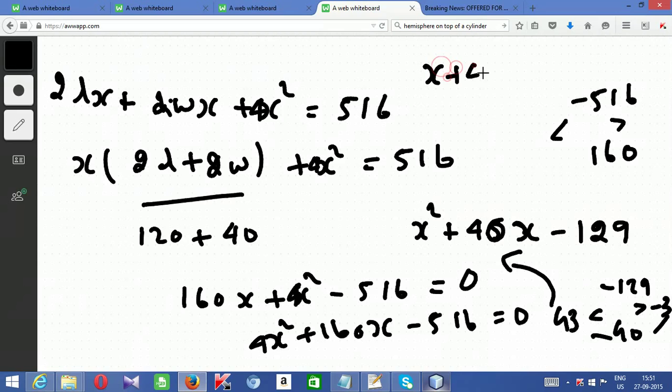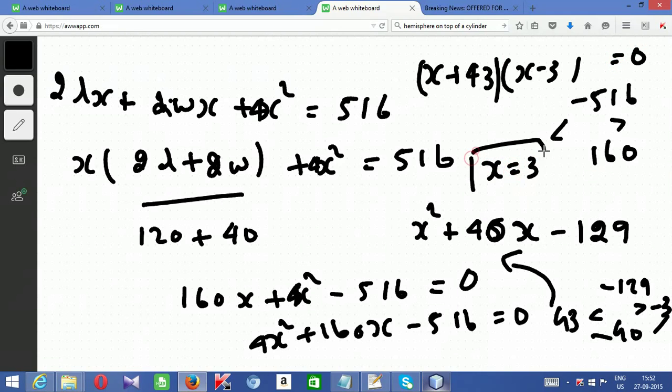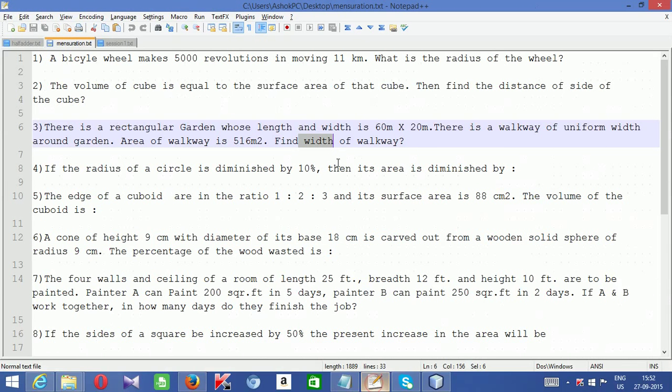So obviously the negative will not come. These are the two things, and negative will not come, and the solution will be x equal to 3. So when x is 3, that is the width of the pathway. You will see when x is 3, the outer thing will be 66 and this will be 26.